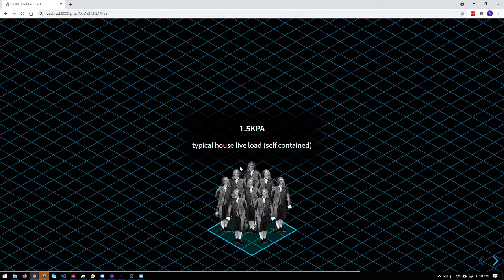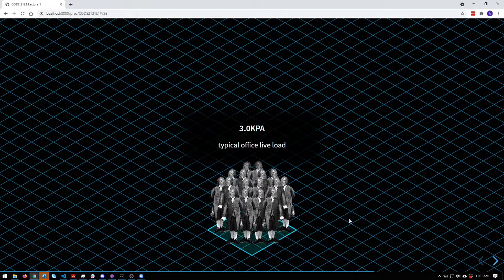So a typical house live load design value is 1.5 kilopascals. And that's the equivalent to, I think it's 8, 1, 2, 3, 4, 5, 6, 7, 8. It's roughly 8 people standing in a 1 by 1 square meter surface. A typical office live load, we're looking at 3 kilopascals. So there's about 16 people there.